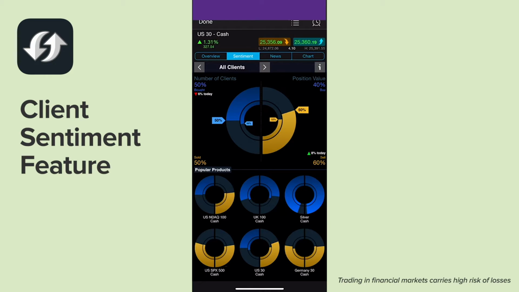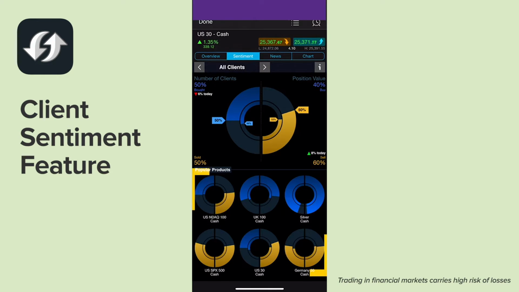When you're looking at the position value, you're looking at where the money is, where the big exposure is. So in this particular instance, by exposure, around 40% are on the buying side, but 60% are on the selling side. So you have quite an interesting viewpoint as to the difference, because here you have 50% buy and 50% sell next to all clients. And then on the position value, you have 40% buy and 60% sell, right?